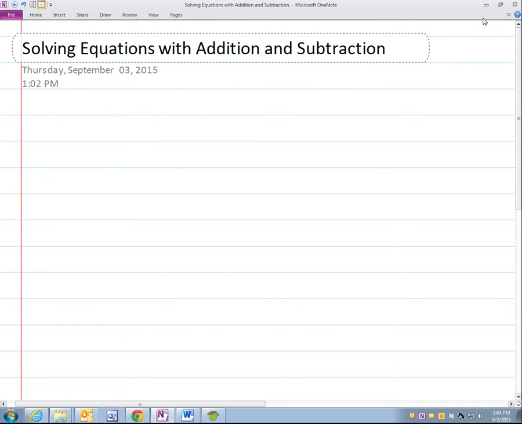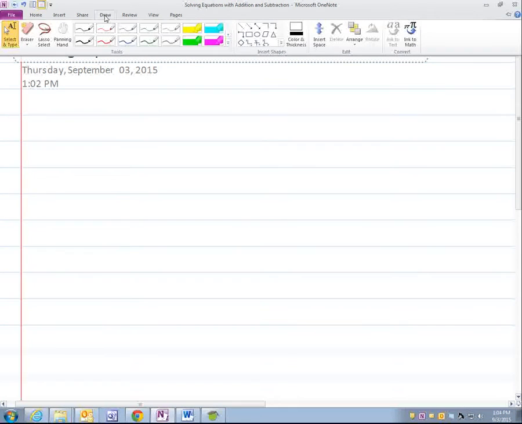Solving equations with addition and subtraction. And there's a couple of ways to do this.